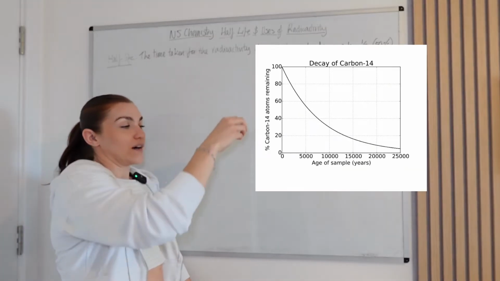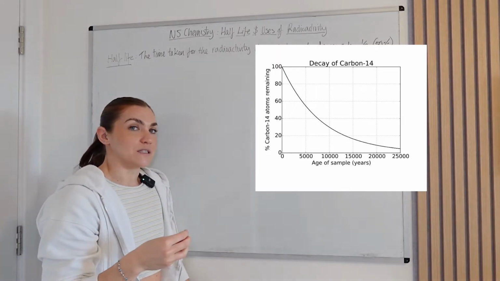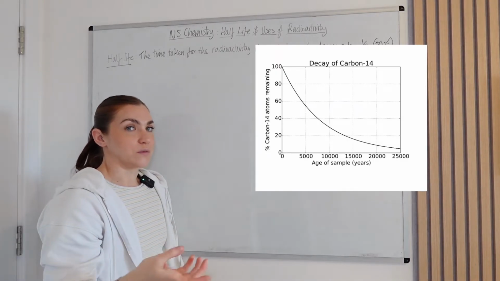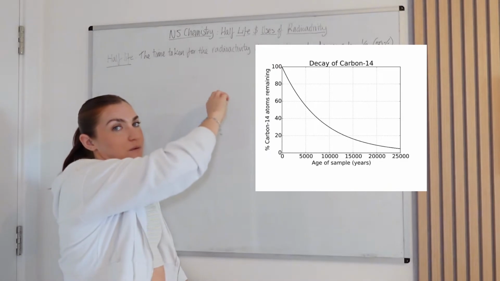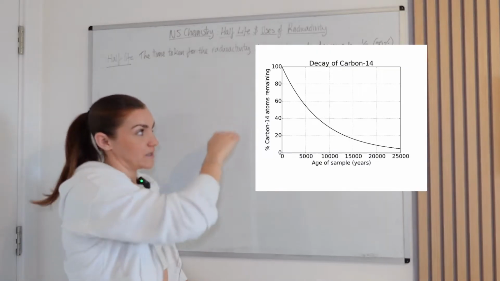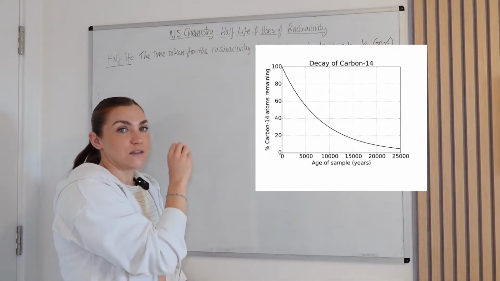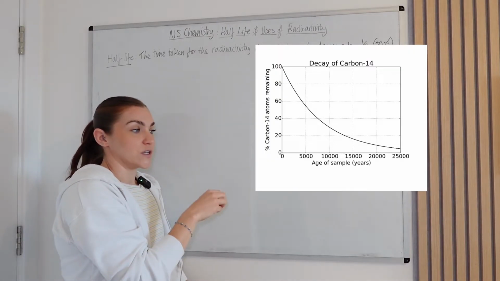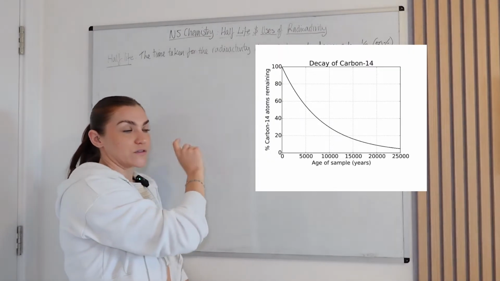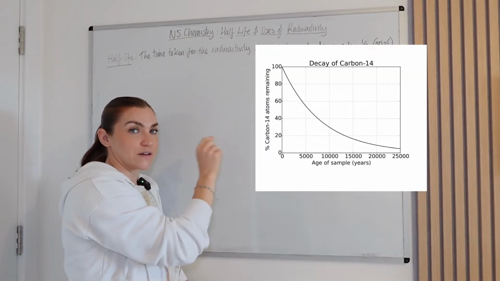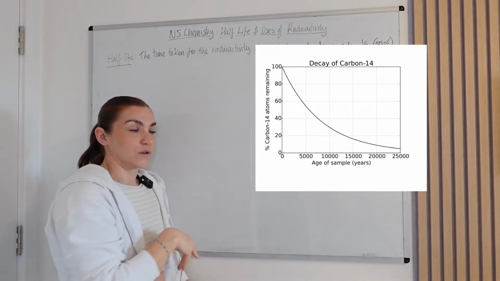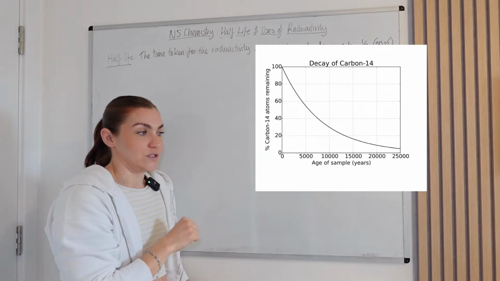If we're looking for the half-life, then we're looking for the amount of time it takes for it to decrease by 50%. So if we start at 100%, we want to know how long it takes to get down to 50%. From looking at the graph, we can see that that takes 5,000 years, because if we look down the y-axis for where the line is at 50%, that corresponds to a time of 5,000 years.